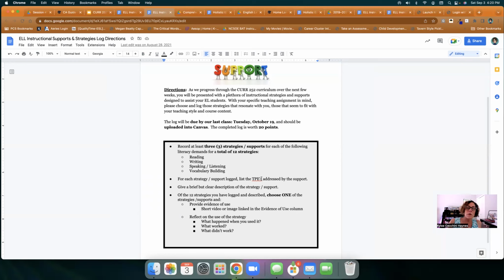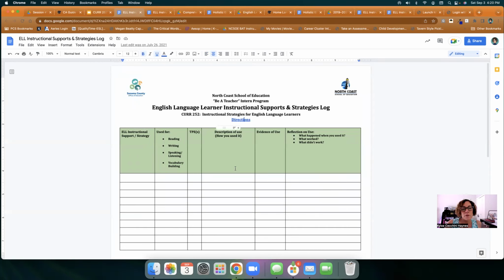So we always want to remind ourselves, what are those teacher performance expectations? When I'm doing this strategy, what teacher performance expectation or expectations am I addressing? So take some time to connect that. What are the TPE or TPEs that are associated with that particular strategy? Then you're also going to give a brief but clear description of the strategy, like how is it done? All right. So you'll give a description. How do you use it?